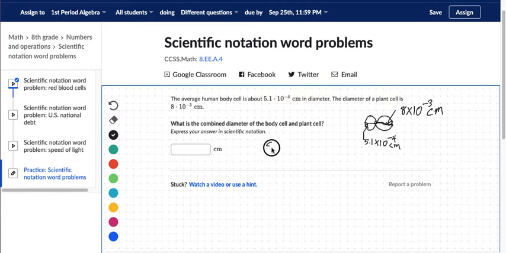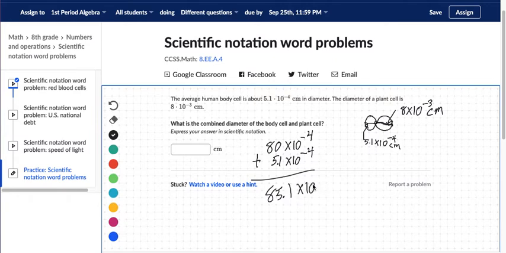Well, that would be 80 times 10 to the negative 4, because if we make this an 80, in order to get it back to the same size, to move the decimal place enough times, we'd have to move to the left one more time. So that's why it becomes a negative 4. Okay, and then we're just going to add the 80 and the 5.1 times 10 to the negative 4. It's still going to be 10 to the negative 4, but that gives us 85.1 times 10 to the negative 4, which is great.